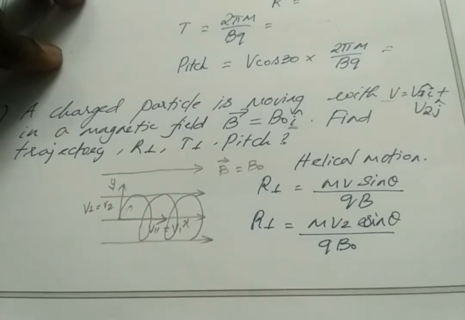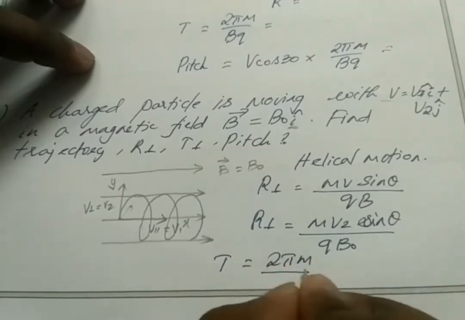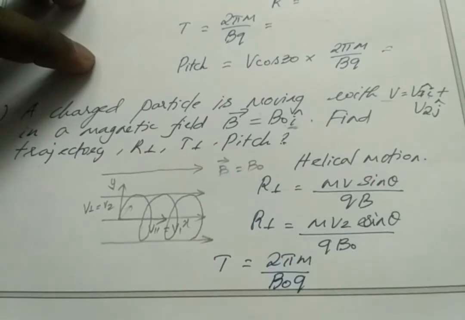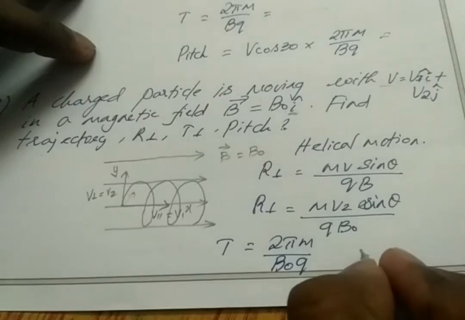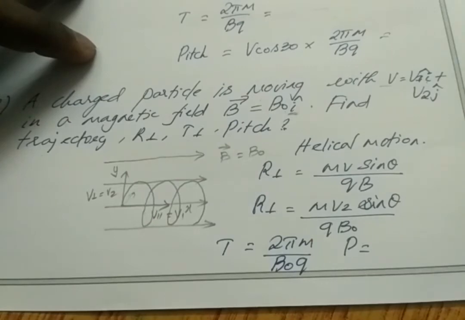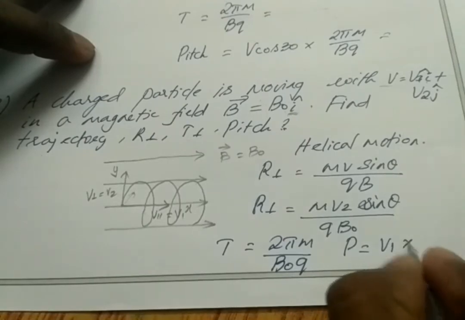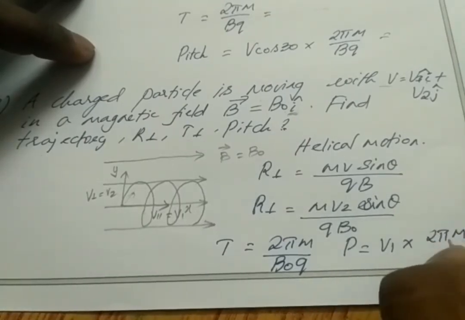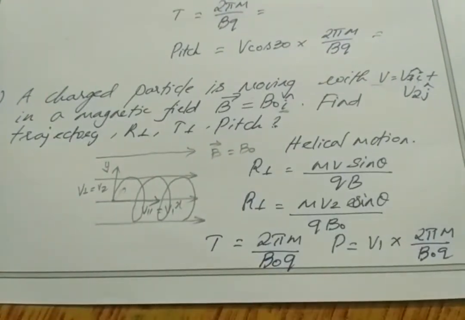Then time period T equal to 2 pi m by B naught q. My magnetic field value is B naught. Then pitch is nothing but velocity into time period. So pitch equal to the parallel component. We always take the parallel component. So what is the parallel component? V1. So I can take V1 velocity into time period 2 pi m by B naught q. Clear? Very simple problem. So move on to the next problem.